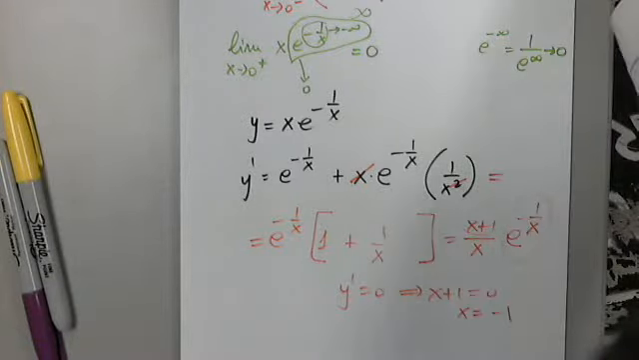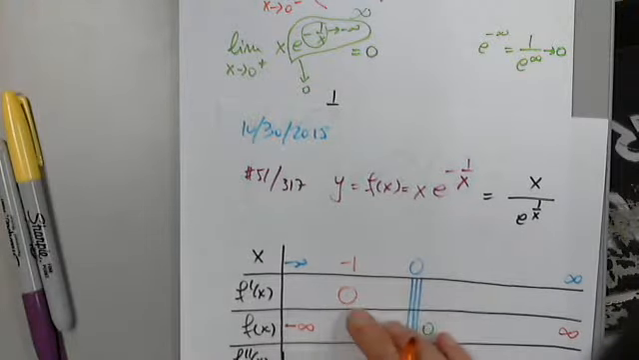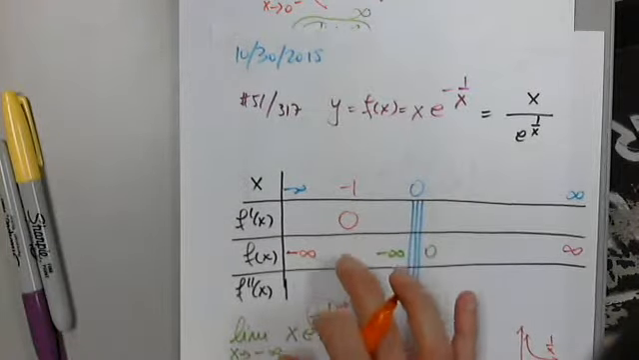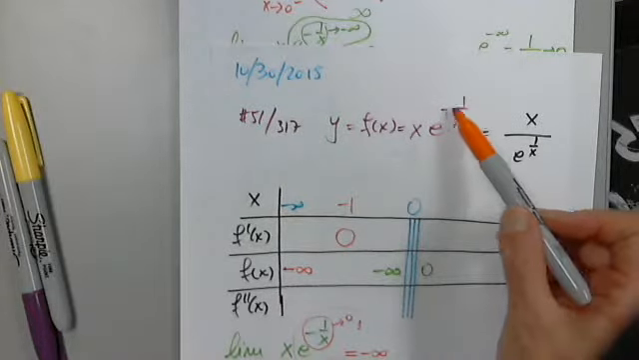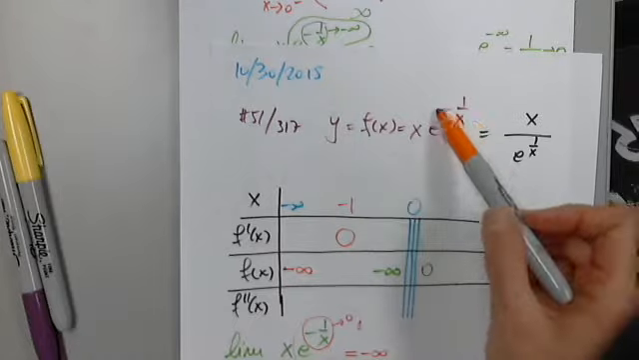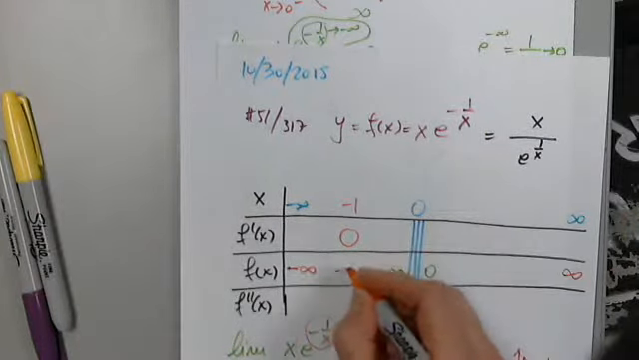So I go to the table. I put in negative 1. I put 0. I immediately find the y coordinate for that point. Negative 1 over negative 1 will be 1, e to the minus. So, bless you, negative e.